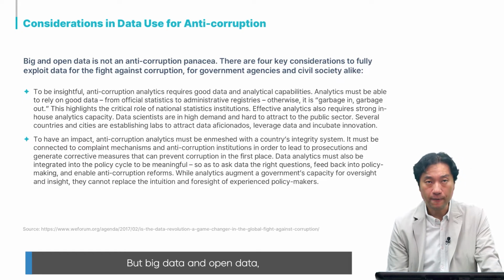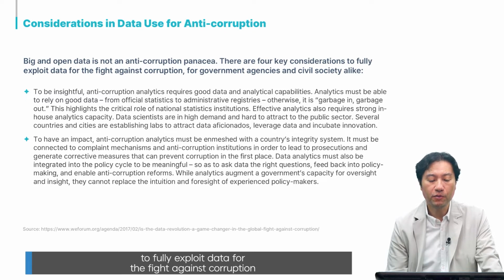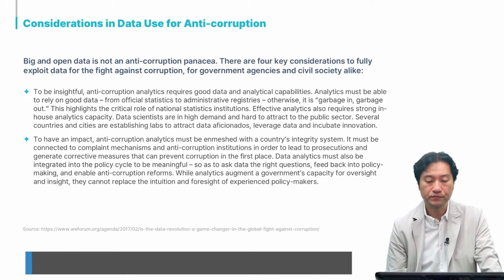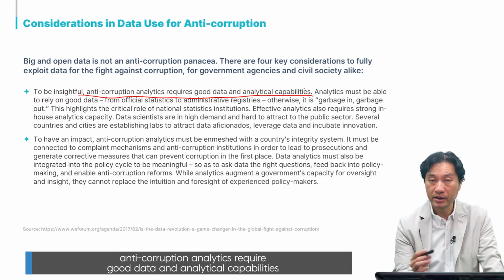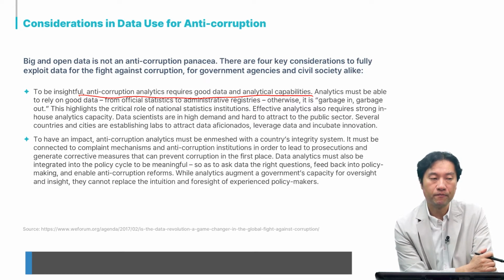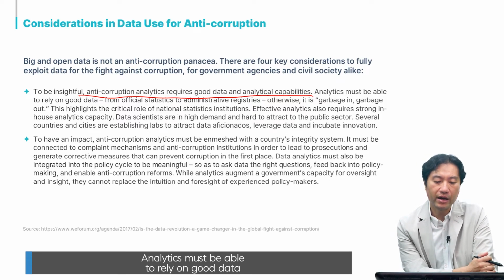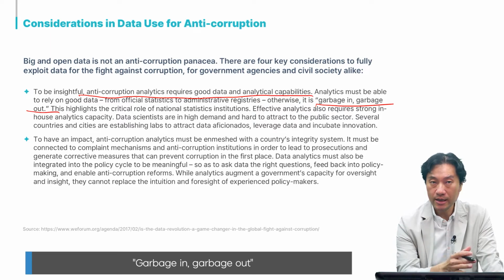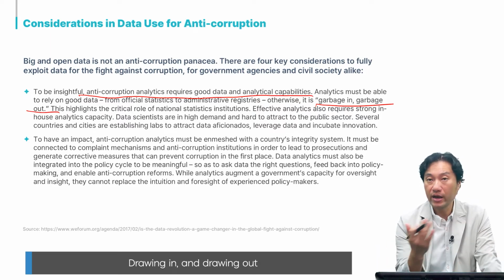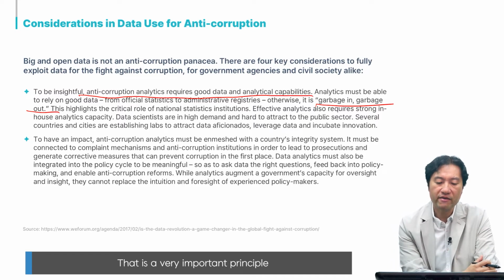But big data and open data, plus big and open data, is not an anti-corruption panacea. We need to have some considerations to fully exploit data for the fight against corruption. For example, anti-corruption analytics requires good data and analytical capabilities. As I mentioned earlier in the first slide, we need a good method and good data, the right data and the right method. Analytics must be able to rely on good data. That is the important thing. Important words: garbage in, garbage out. Jewelry in, jewelry out. So good data comes in, and then good results come out. That is a very important principle.